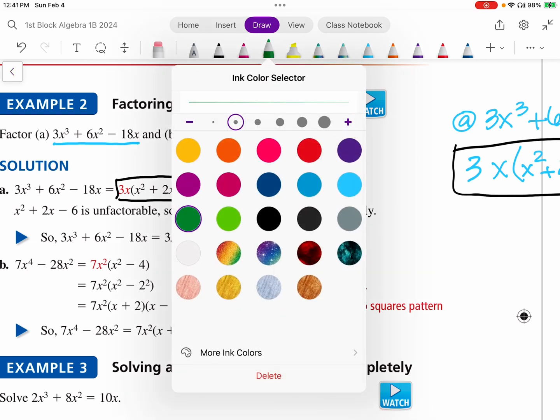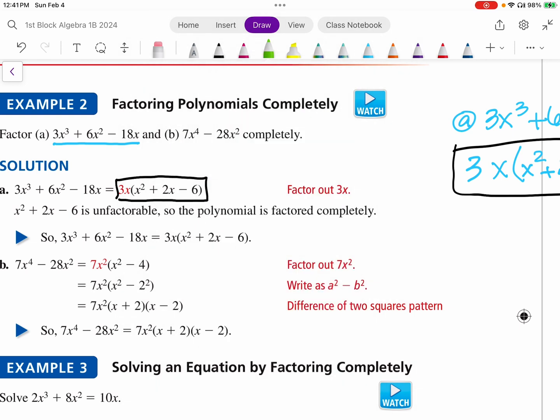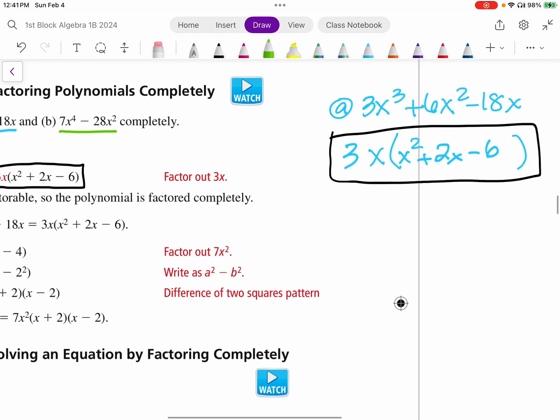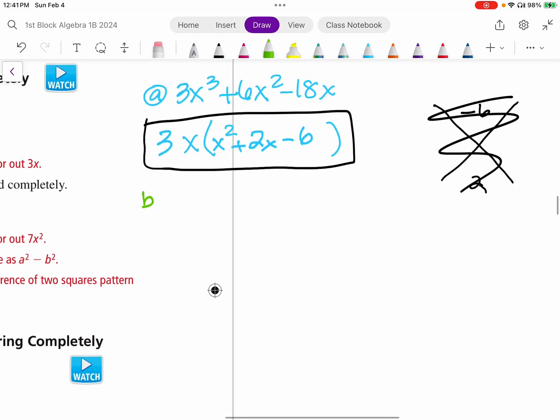All right, we'll choose a different color. And now we're going to do b. 7x to the fourth power minus 28x squared. Well, when I see two terms and I see a minus sign, I automatically think difference of squares.